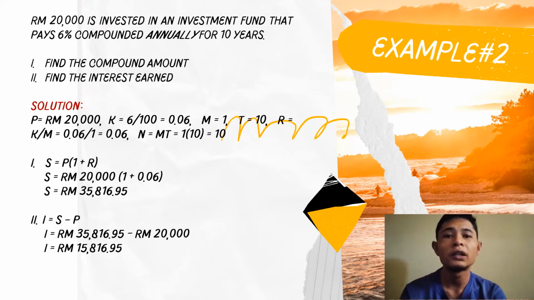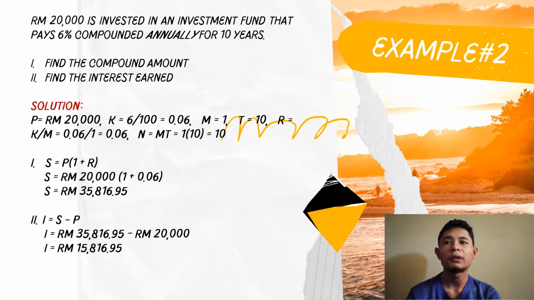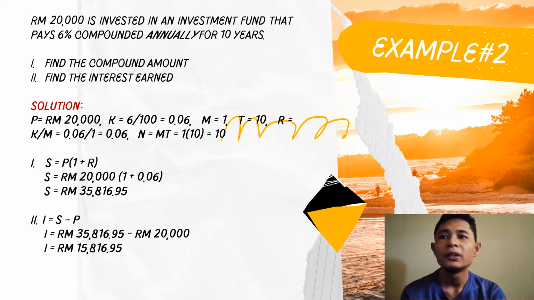Next, we look at another example. 20,000 ringgit is invested in an investment fund that pays 6% compounded annually for 10 years. The question is find the compound amount and find the interest earned. So the compound amount is 35,816 ringgit 95 cents. Meanwhile, the interest earned is 15,816 ringgit 95 cents. So that's all.